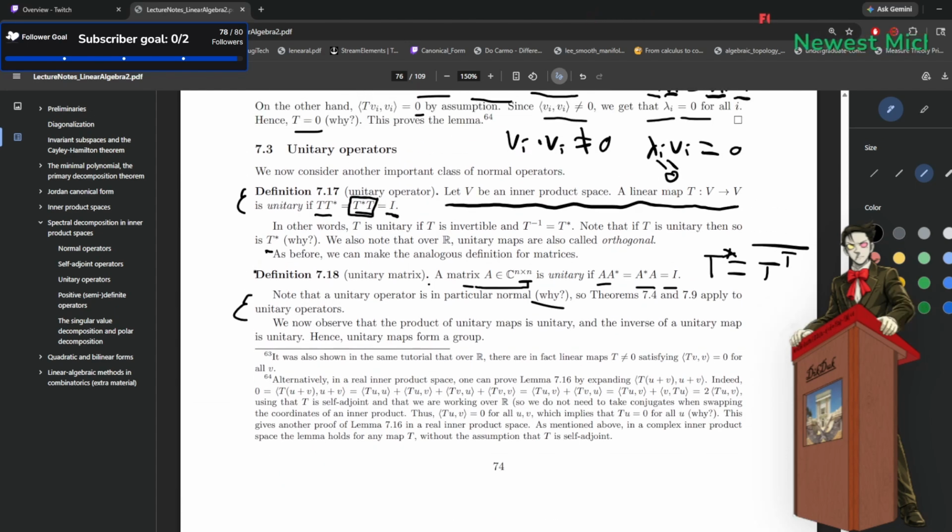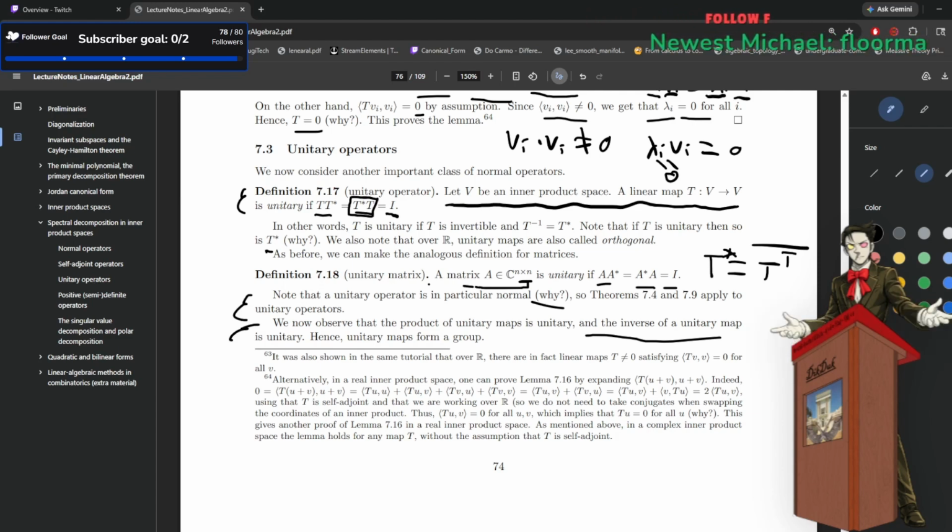Here we go. Now, we observe that the product of unitary maps is itself unitary, and the inverse of a unitary map is unitary. Hence, unitary maps form a group. Now, what's convenient about this is that a group, from what I remember by the definition of a group, has any item with an operation applied to another item, and it is going to have an inverse.